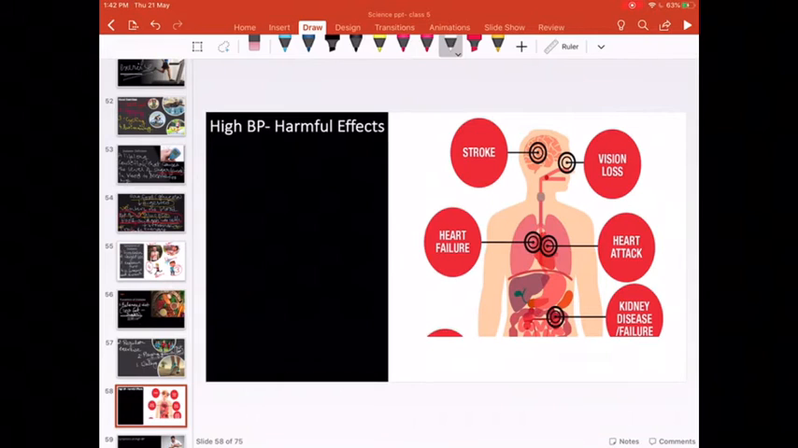And next, the next type of disease caused by lifestyle is high BP or high blood pressure. Now, what is high blood pressure? High blood pressure is a situation where blood flows through the blood vessel at a certain high pressure.